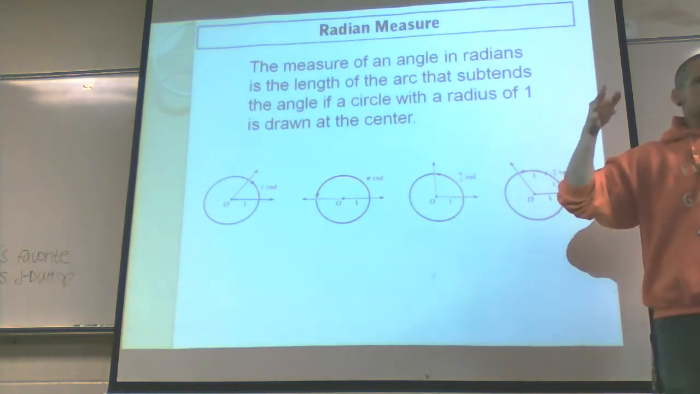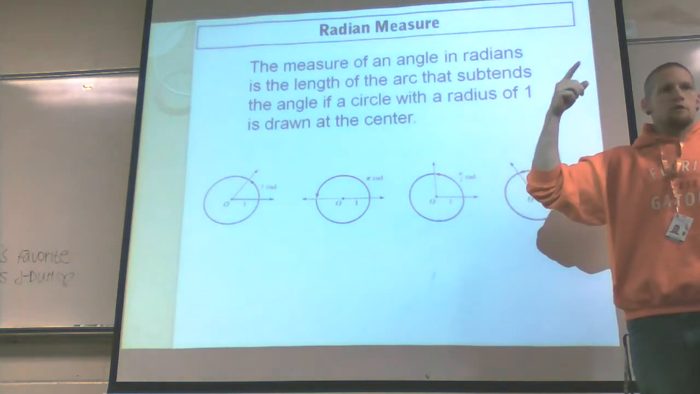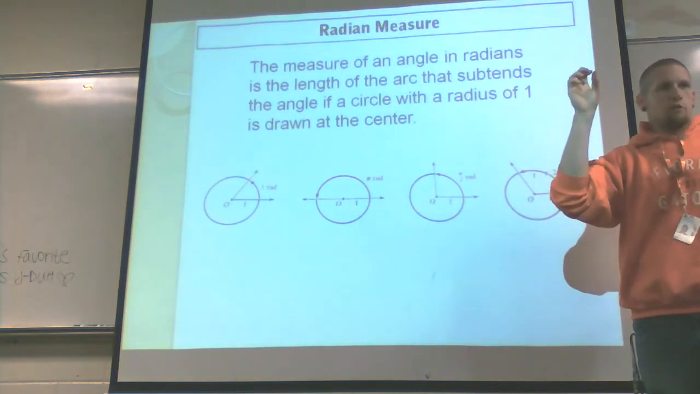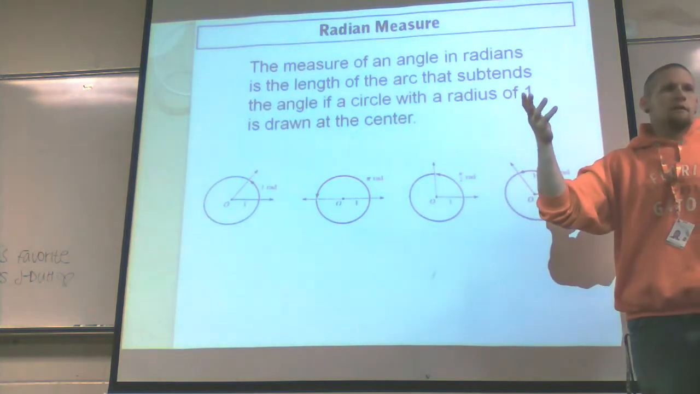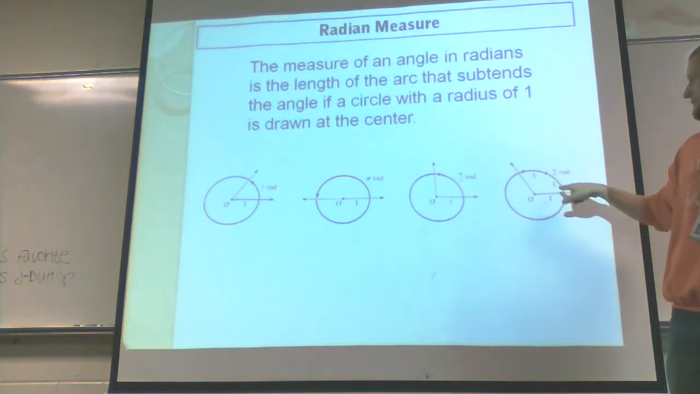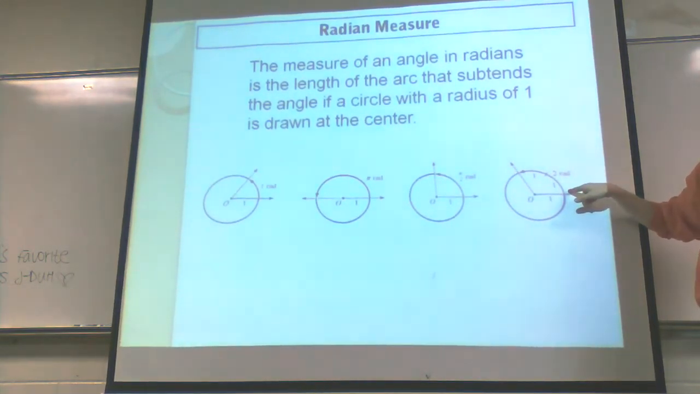So what I was saying is circumference is 2 pi r. So if you make the radius 1, that means the circumference for a circle with radius 1 is 2 pi, right? Because 2 pi times 1 is 2 pi. So that means that if I go all the way around, the radian measure would be 2 pi.